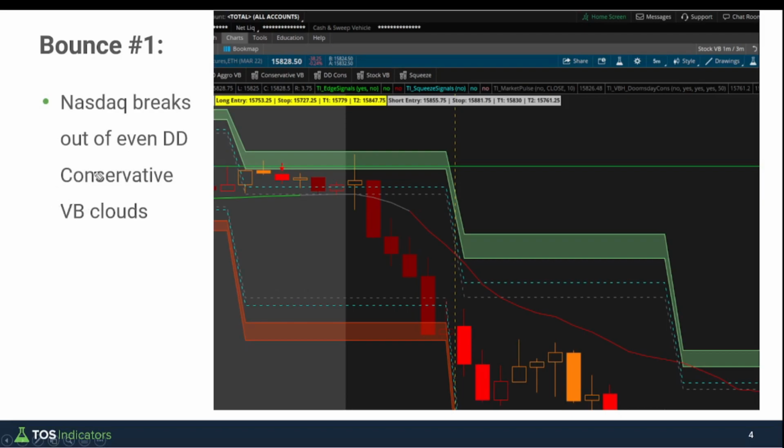using even our most conservative futures volatility box models, that's our doomsday conservative models, price action inside of the Nasdaq continued to break outside of it.